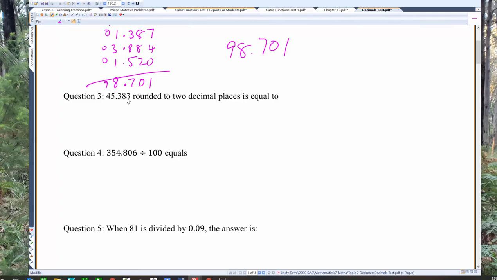45.383 rounded to 2 decimal places is going to be 45.38 because the critical digit is 0, 1, 2, 3, or 4. And remember, that means basically we just chop off the end there to round it to 2 decimal place precision. All right, this one here, when we divide by 100, what happens basically is the number slides to the right, or we move the decimal place to the left 2 spots. 3.54806 is my answer.